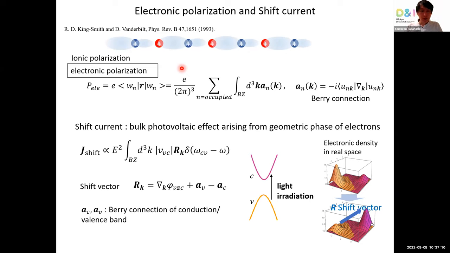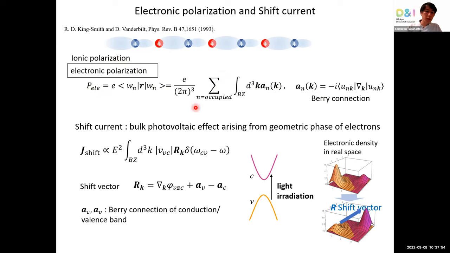In general, the polarization is composed of the ionic polarization and the electronic polarization. The electronic polarization can be written by using the Berry connection. This Berry connection is a geometrical quantity of the band structure. So the integration of the Berry connection over the occupied bands results in this electronic polarization.